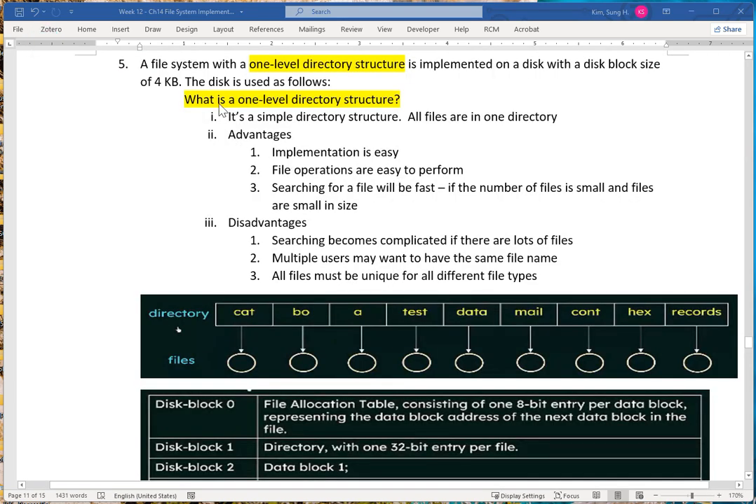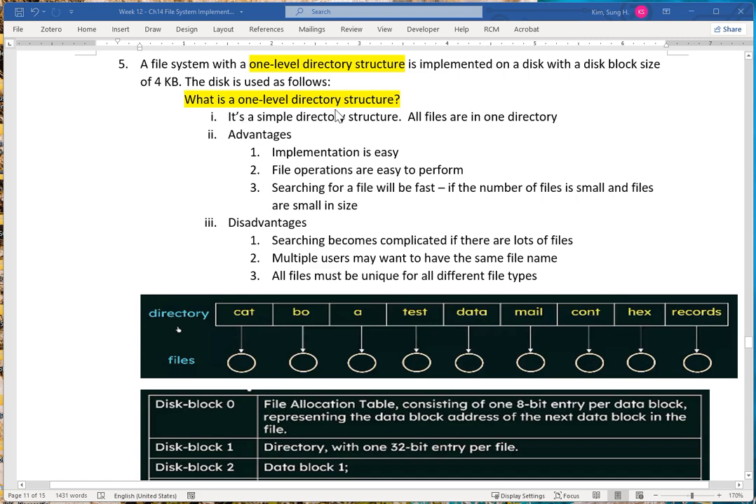All right, number 5. So here's a file system similar to before, but it has a one-level directory structure which is implemented on the disk with a block size of 4 kilobytes. And the disk is used as follows.